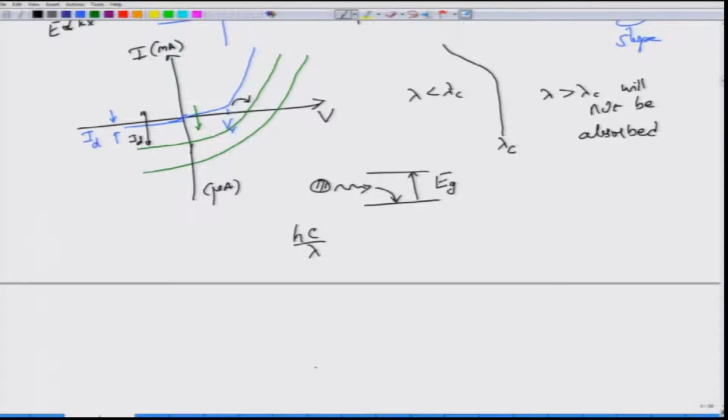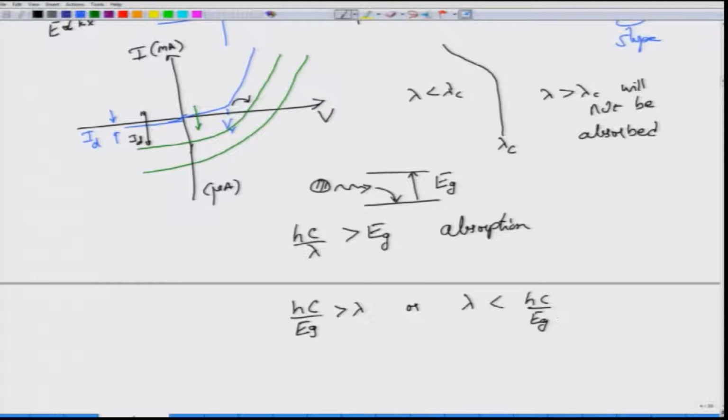This energy should be greater than Eg for absorption. So it has to be greater than Eg. Turn around this equation, you can see that Hc by lambda must be greater than Eg, or lambda has to be less than Hc by Eg, correct.